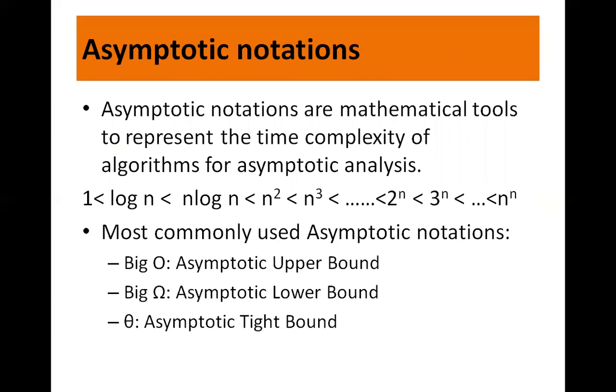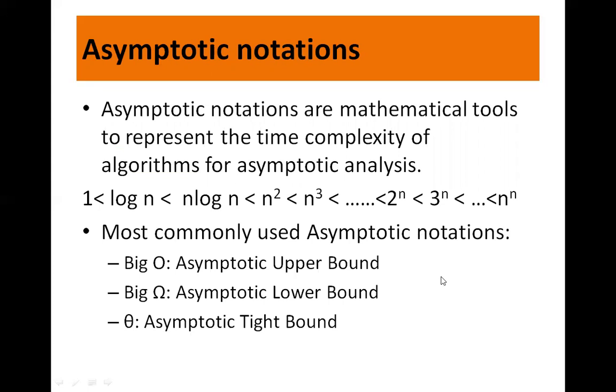Asymptotic notations are mathematical tools to represent the time complexity of algorithms for asymptotic analysis. Last lecture we also saw that when you're looking at the time function of any algorithm, we discard the constants and just retain the higher term. Here you can see the complexities given in ascending order: 1, log n, n log n, n square, n cube. n is missing here, in fact.